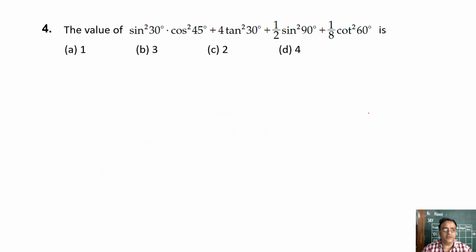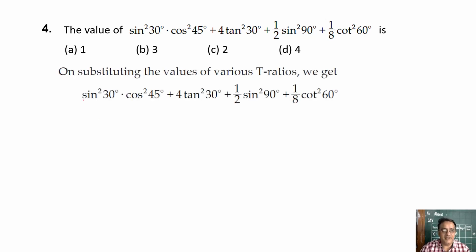Now we are moving toward question number 4. The value of sin square 30 degree cos square 45 degree plus 4 tan square 30 degree plus 1 by 2 sin square 90 degree plus 1 upon 8 cot square 60 degree is. So here also, in this question also, we will substitute the value of trigonometric ratios first.